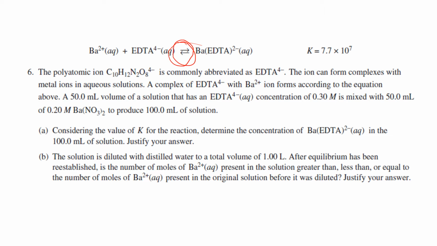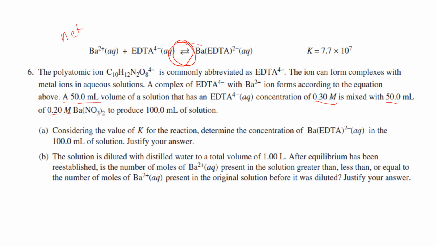But they're saying that the polyatomic ion is commonly abbreviated by EDTA, and the ion can form complexes with metal ions in aqueous solutions. So a complex of the EDTA with a barium ion is formed according to this equation above. I'm starting with a certain amount of both reactants. I've got 50 milliliters of a 0.3 molar EDTA solution, and 50 milliliters of a 0.2 molar barium nitrate solution to produce 100 milliliters. Keep in mind, this is my net ionic reaction, okay?